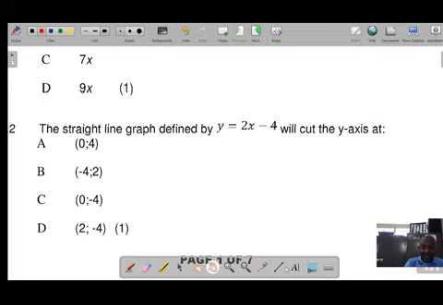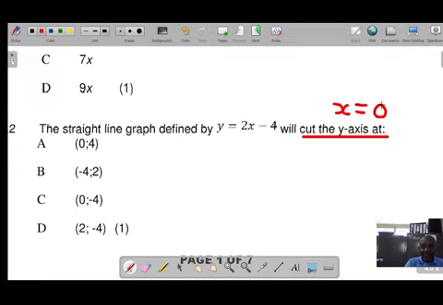Now if it is going to cut the y-axis, note something important there: at that point where we are cutting the y-axis, our x must be 0. So when the line cuts the y-axis, x equals 0. Let me say it again. When they say the line cuts the y-axis, x equals 0. And when they say that the line cuts the x-axis, then y equals 0.